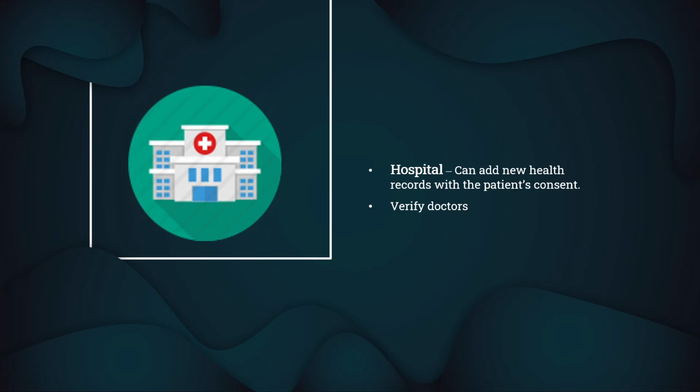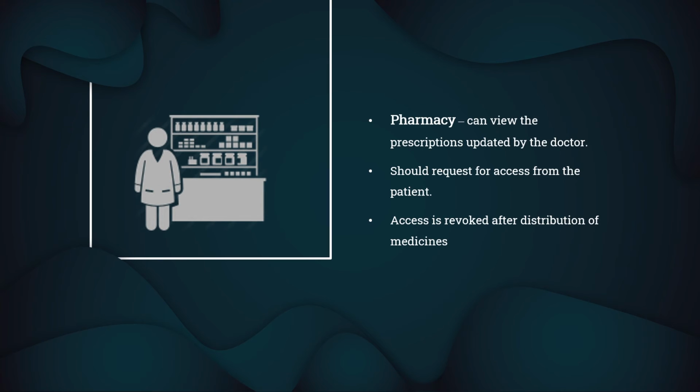The hospital is the one who controls the doctor and patient. The hospital can add records of a patient with his consent, and the institution can verify doctors. The fourth player is the pharmacy. After consulting the doctor, the patient visits the pharmacy and gives the pharmacy access to look at his data. After giving the necessary medicines, the pharmacy's access is revoked.